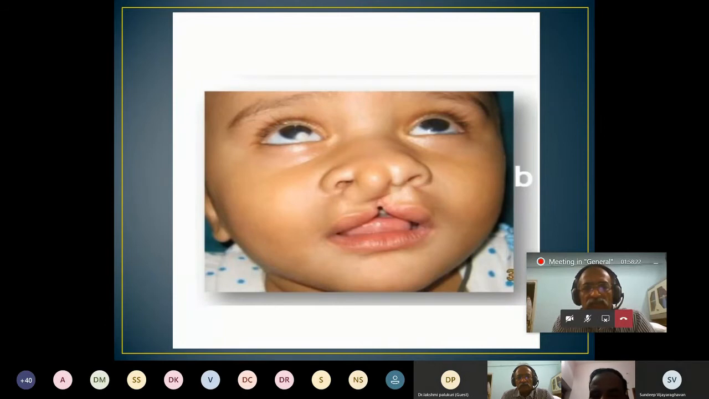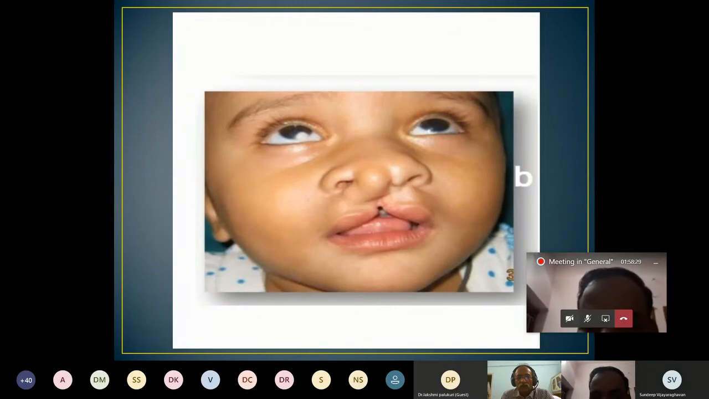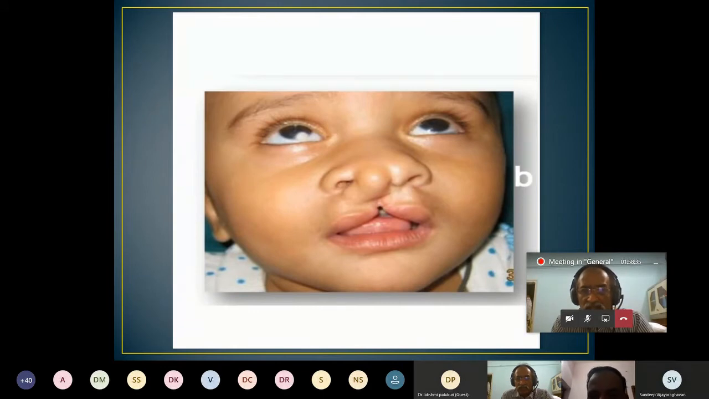I'll take the base of the columella. I'll extend that incision towards the base of the columella. One incision towards the base of the columella. One side, sir, on the non-cleft side. Okay, this side I will go for the left side.